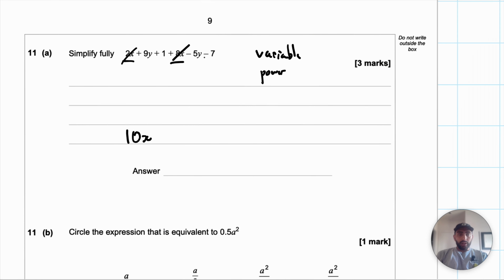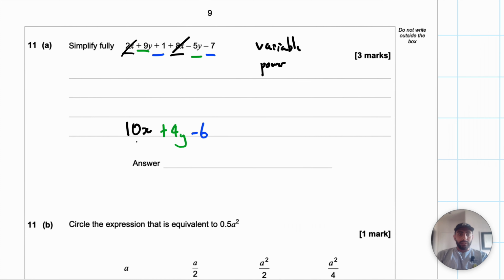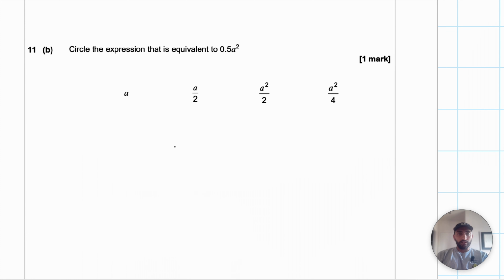Then I've got 9y and it's negative 5y, or I'm taking away 5y. So plus 9y, take away 5y. 9 take away 5 is 4, so it's plus 4y. Then the last thing that I need to do is these constants. So this plus 1, minus 7. 1 take away 7 is minus 6. So minus 6. I can't collect anything else up here, so I just leave it like that. That would be my final answer.